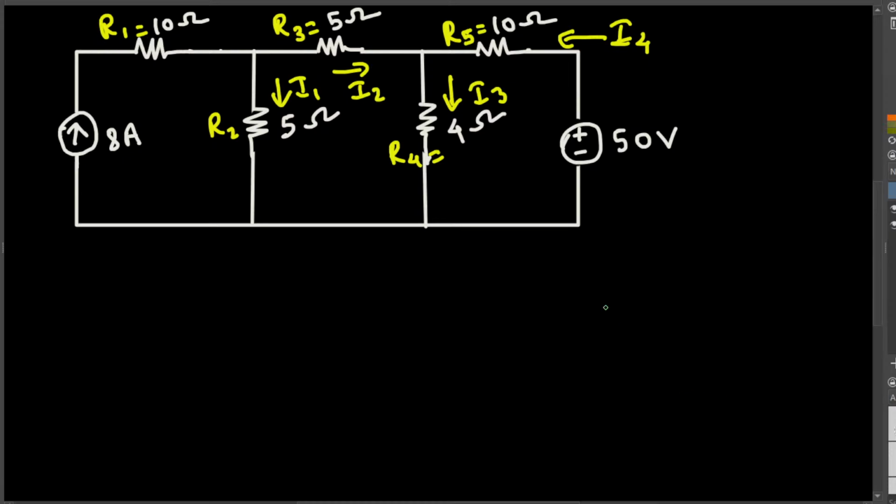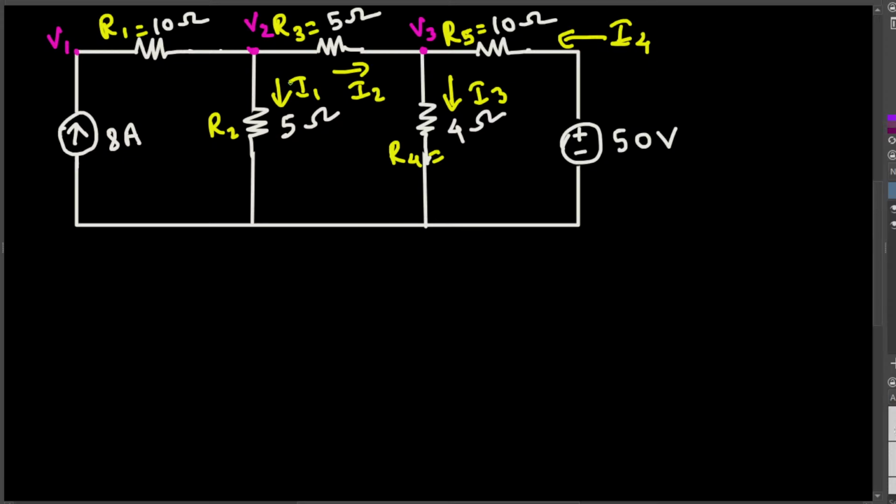Okay. Now here we want to find out the currents I1, I2, I3, I4, and also the voltage across the nodes. Let's call this voltage V1. Let's call this voltage V2. And let's call this voltage V3. And with this voltage we already know this is provided, that's 50 volts. So let's try to find it.